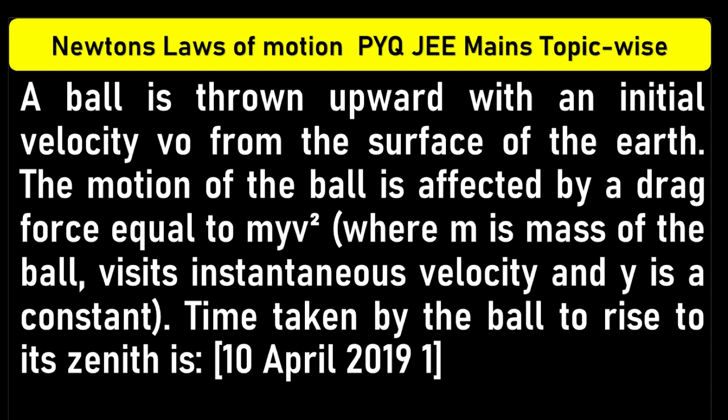A ball is thrown upward with an initial velocity v0 from the surface of the earth. The motion of the ball is affected by a drag force equal to, okay, this is actually mkv squared, my bad, where m is the mass of the body and v is its instantaneous velocity, and k is a constant. The time taken by the ball to rise to the zenith is.